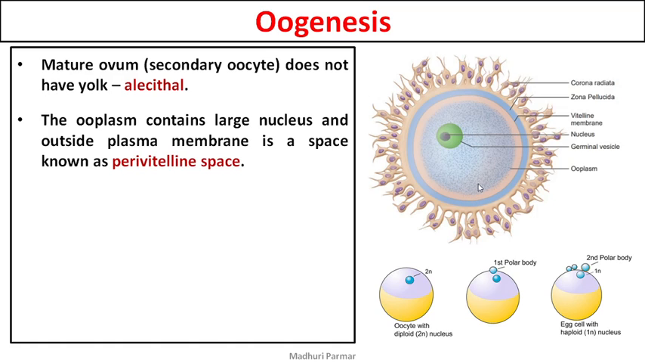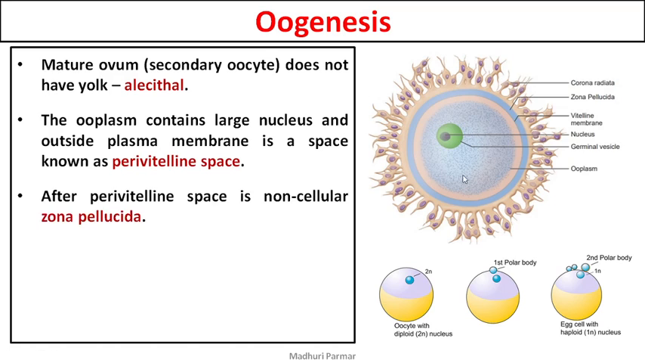ओके, so the ooplasm consists of a large nucleus and it has a plasma membrane. और प्लाज्मा मेम्ब्रेन के बाहर जो भी स्पेस है, there is a space that has been created, जो ये आपको कलर में दिख रही है. Okay, so that space which is created is known as perivitelline space. अभी कभी कभी कुछ बुक्स में ऐसा लिखा हुआ है कि the plasma membrane itself is known as vitelline membrane. ठीक है, प्लाज्मा मेम्ब्रेन का नया नाम पड़ जाता है विटेलाइन मेम्ब्रेन. तो विटेलाइन मेम्ब्रेन के बाहर की जो जगह है, एम्प्टी स्पेस है, that is known as perivitelline space.